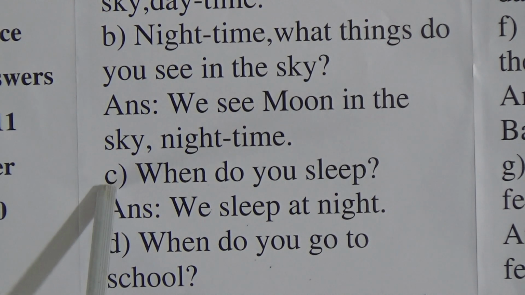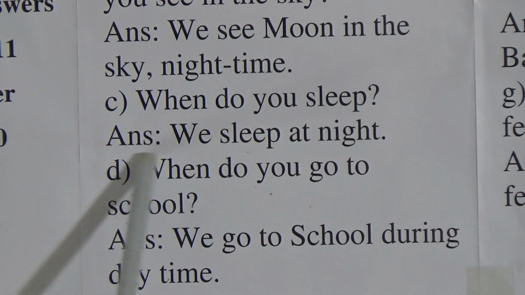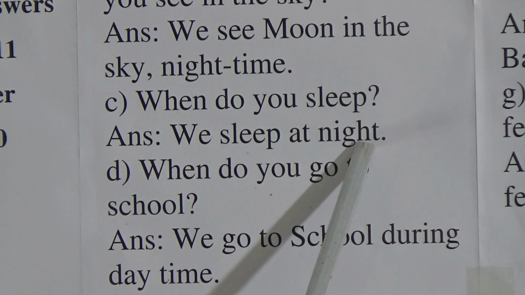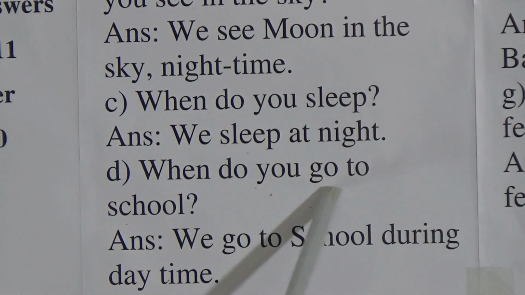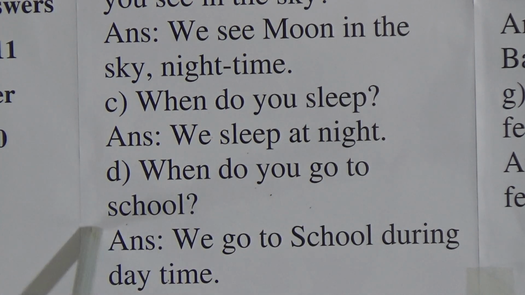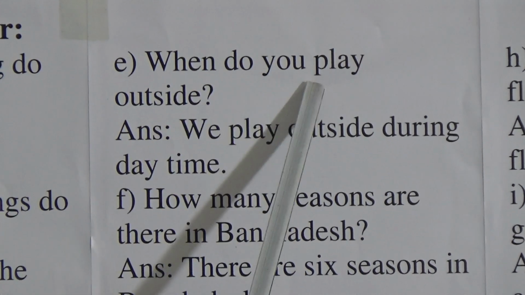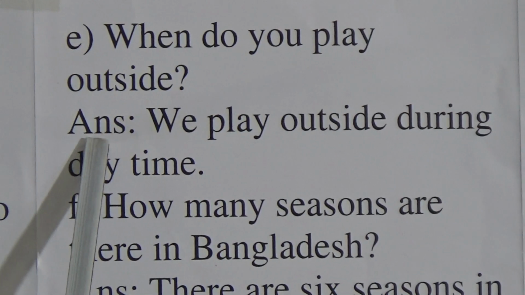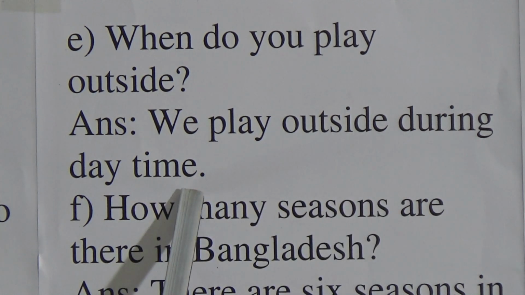C number question is when do you sleep? Answer is we sleep at night. And D number question is when do you go to school? Answer is we go to school during daytime. And next is E number. E number question is when do you play outside? Answer is we play outside during daytime.